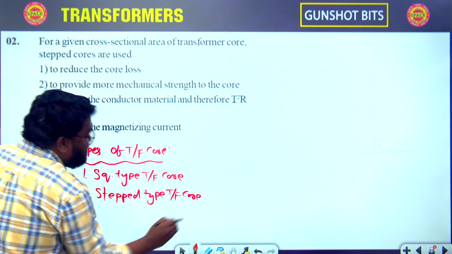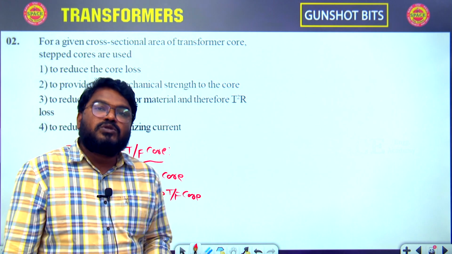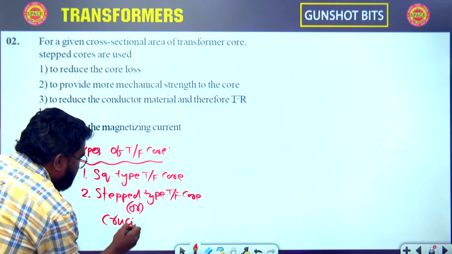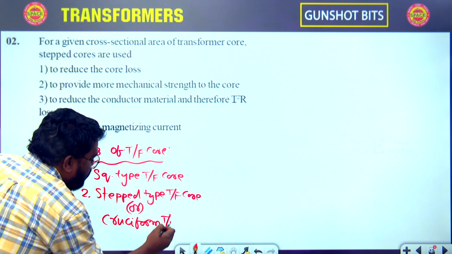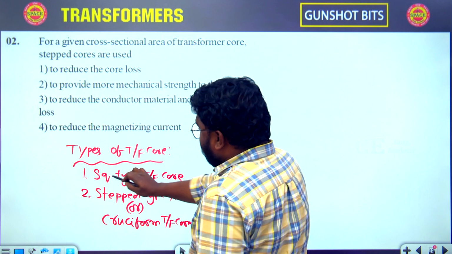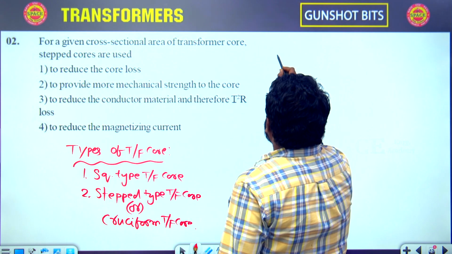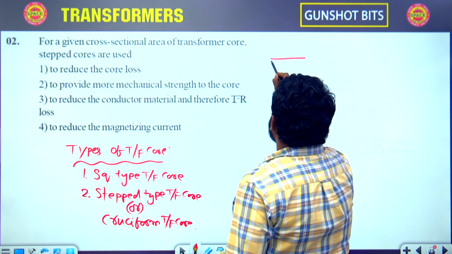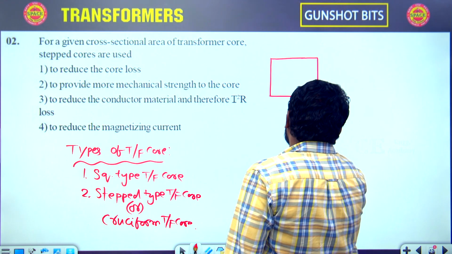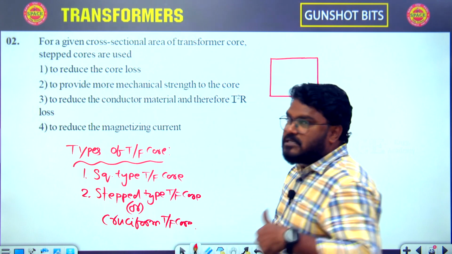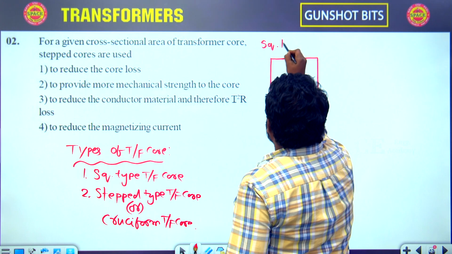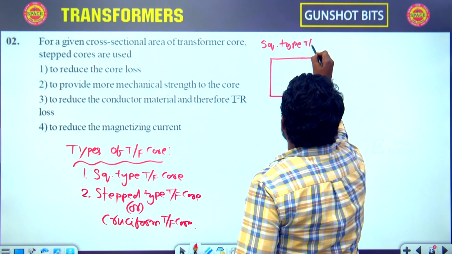Another name for this stepped type transformer core is the cruciform transformer core. So in the square type transformer, the core is designed such that the limb and yoke of the transformer are designed like a square structure. So this one is the square type transformer core.